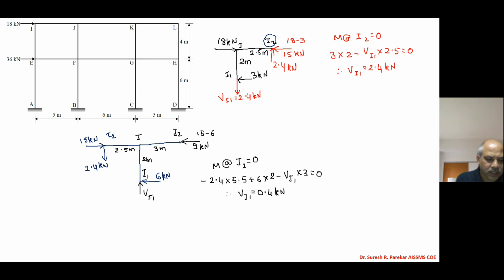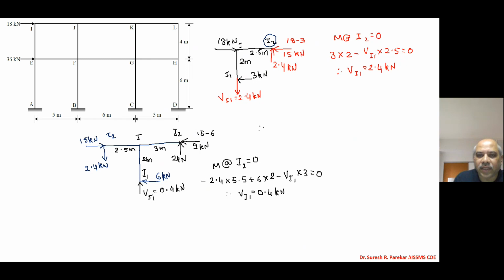So 0.4 kilonewtons, and VJ1 positive means the assumed direction is correct. Now we will apply summation Fy equal to 0. This is 2.4 downward, 0.4 upward. So I will get this value as 2 kilonewtons.